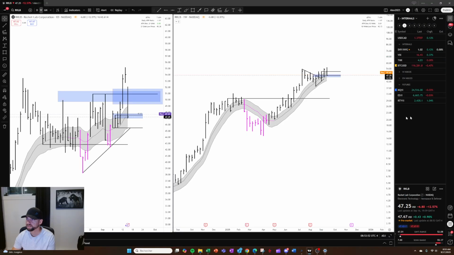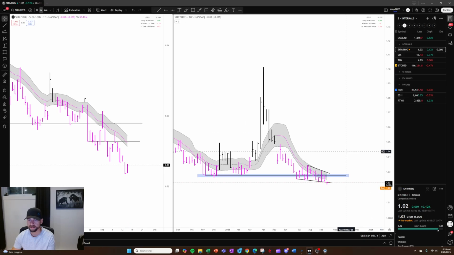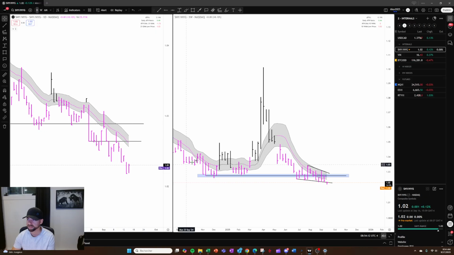All right, so let's look at internals first. Credit spreads are pretty much in a daily and weekly downtrend. So once again, when we're below a daily structure, I don't stress about it. Market is LT and pretty much risk on.